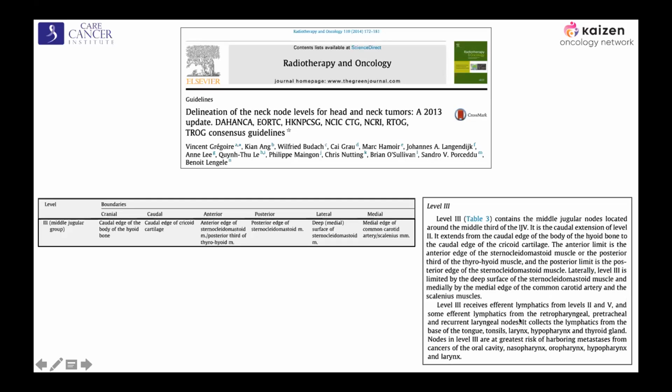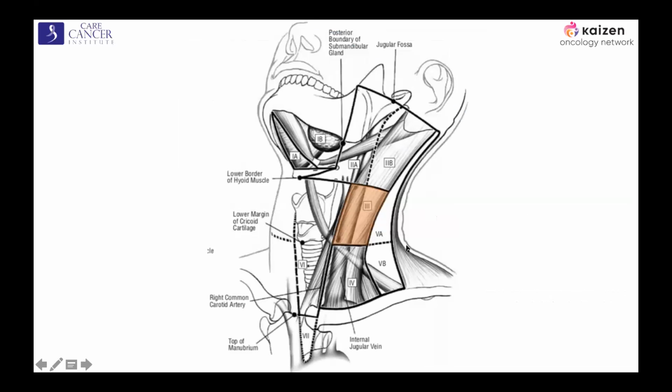So level 3 receives lymphatics from levels 2 and 5, and some efferent lymphatics from retropharyngeal, pretracheal, and the recurrent laryngeal nodes. It collects lymphatics from the base of the tongue, the tonsils, the larynx, the hypopharynx, and thyroid glands. So as already discussed, level 2 and level 3, you will electively treat in any case where you're going to treat the neck. So this here is the caudal continuation of level 2, and the posterior border is the posterior border of the sternocleidomastoid.